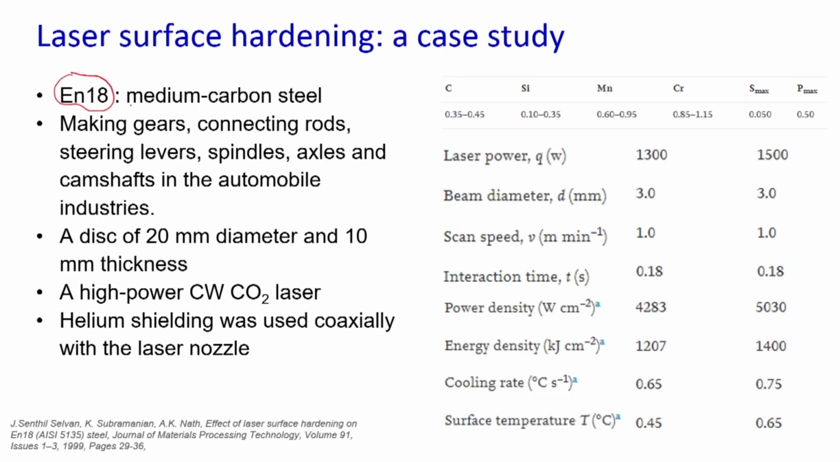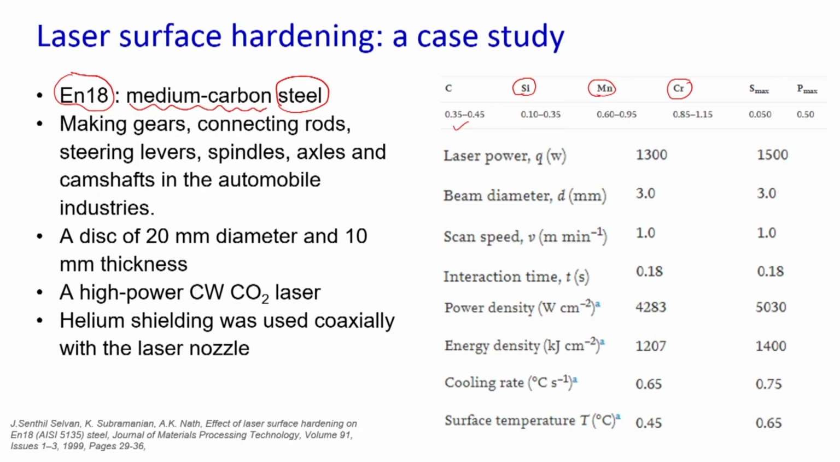It is medium carbon steel. It is a steel material with a medium percentage of carbon. The composition of the material is there in front of you. The carbon percentage is approximately 0.35 to 0.45 percent. It has silica, it has manganese, chromium and other elements.